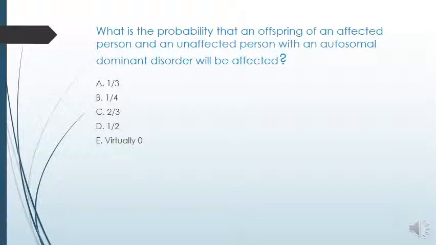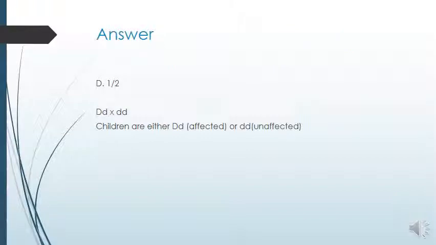What is the probability that an offspring of an affected person and an unaffected person with an autosomal dominant disorder will be affected? A, 1/3, B, 1/4, C, 2/3, D, 1/2, or E, virtually 0? The answer is D, 1/2. That's because children are either affected or unaffected.